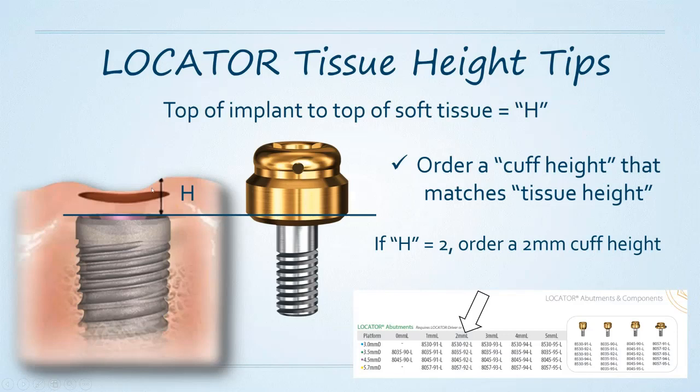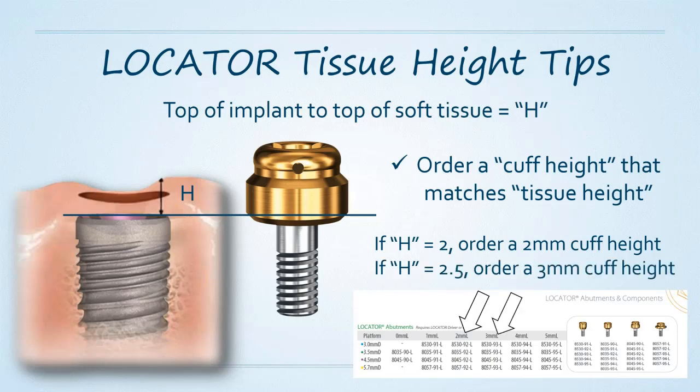Now, please don't think about it any more complicated than that. A lot of clinicians will say, well, if I measure from the top of the implant to the top of the tissue, then I have to add this for the locator and the housing and everything. No, just stop doing that. All you need to do is measure from the top of the implant to the top of the soft tissue, and that's the number that you order from the catalog.